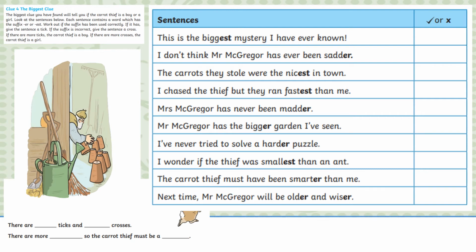I don't think Mr. McGregor has ever been sadder. Is that correct? If it is, give it a tick. If it's not, give it a cross. So I want you to work your way through and see if the er and the est have been used correctly. Pause me now and make your list of ticks and crosses.